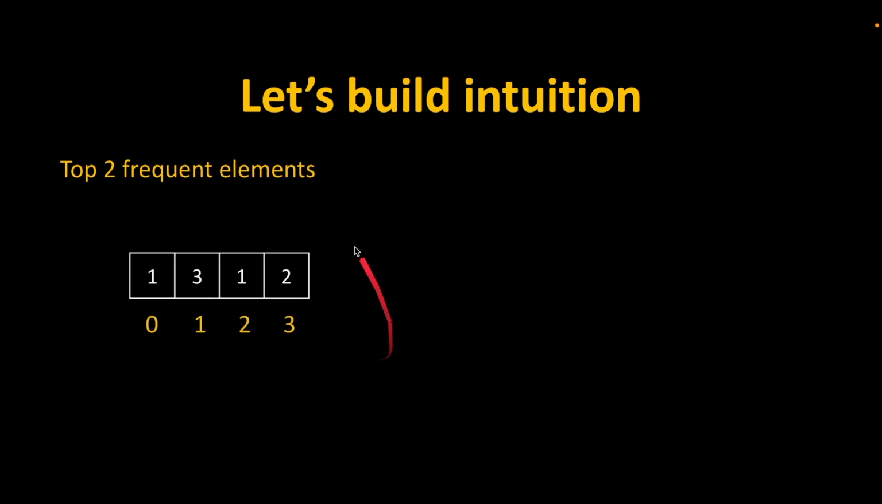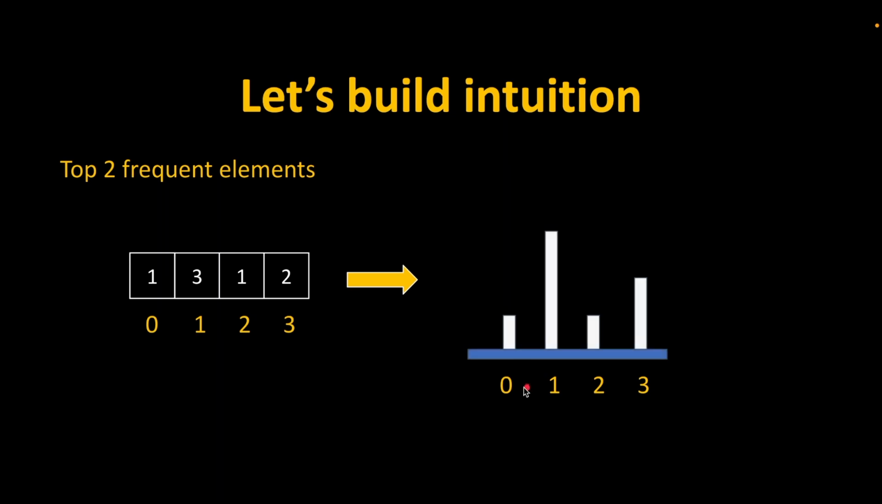So this is our frequency element array, and if we try to visualize it, it will look something like this. Where the first element comes only one time, second element comes 3 times, third element comes one time, and the fourth element comes 2 times. This is just a pictorial representation of this array.